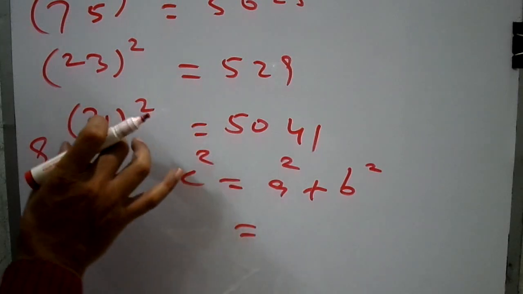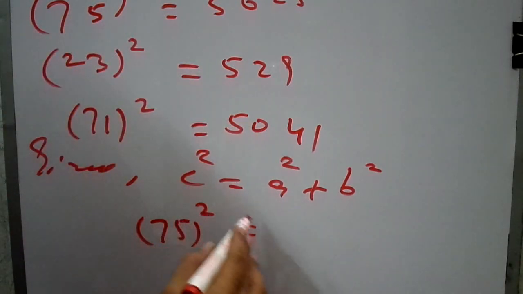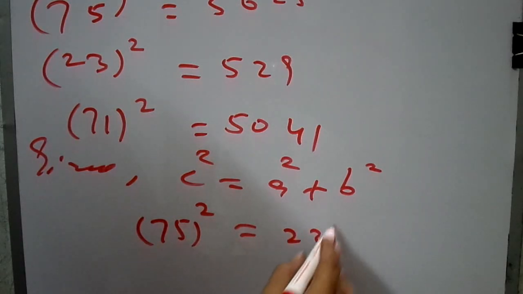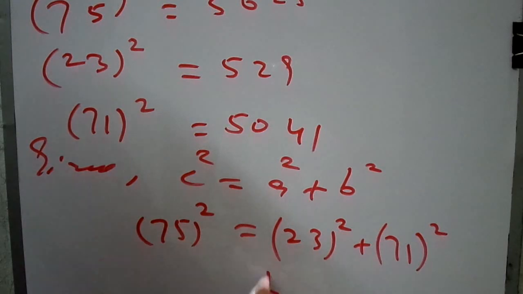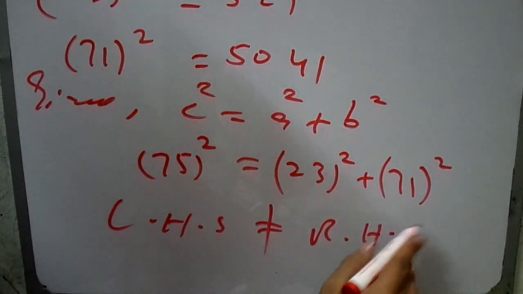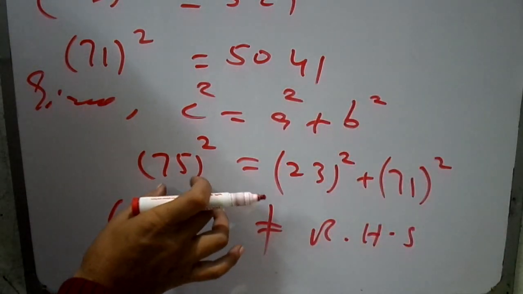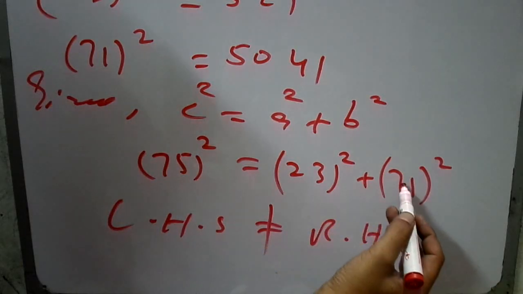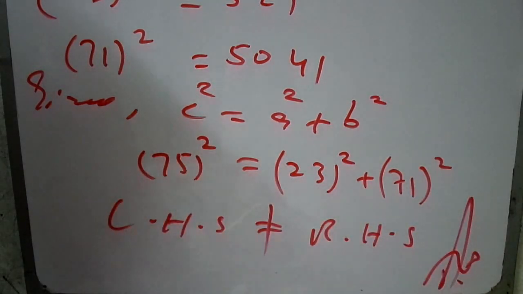The biggest value here is 75, so I write 75 square is equal to 23 square plus 71 square. It is clear that left hand side is not equal to right hand side, because 71 squared is a big one and 23 is small, so it is not possible to be equal. So they are not the sides of a right angle triangle. So that is your result.